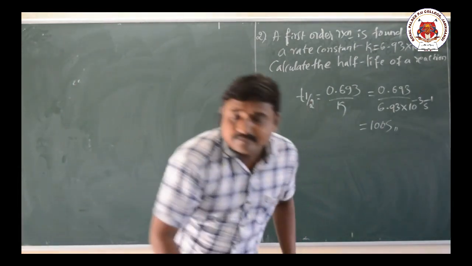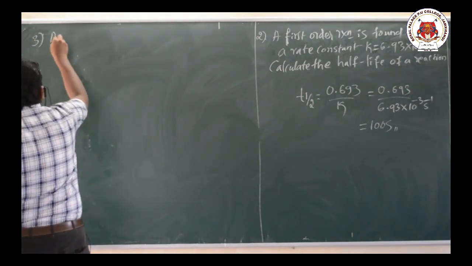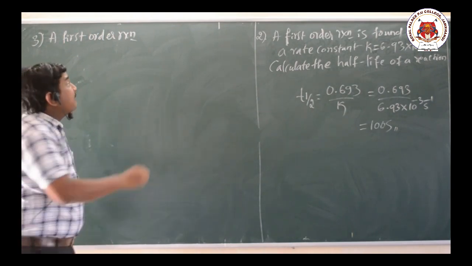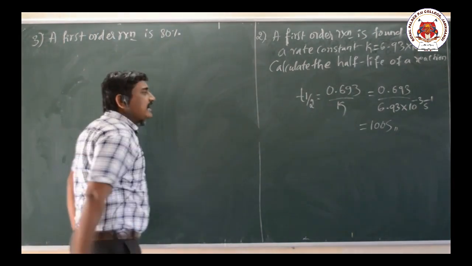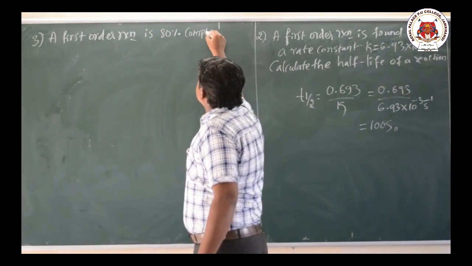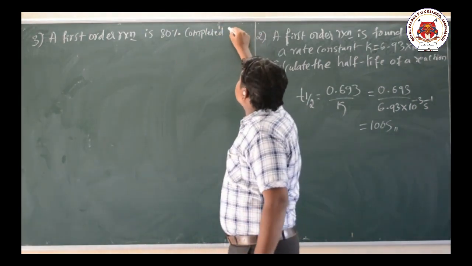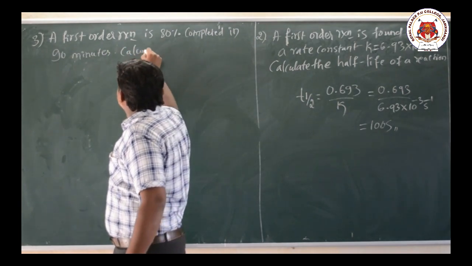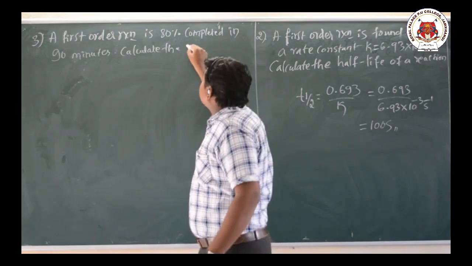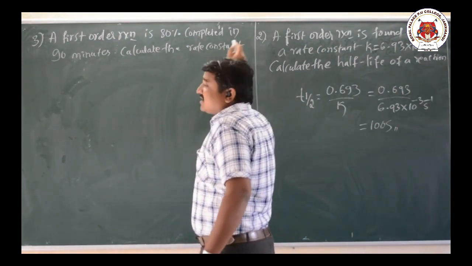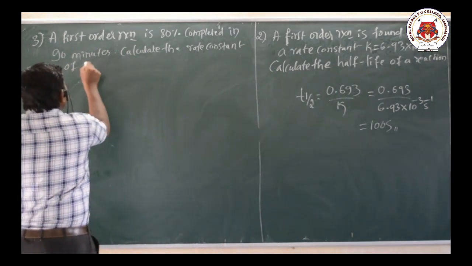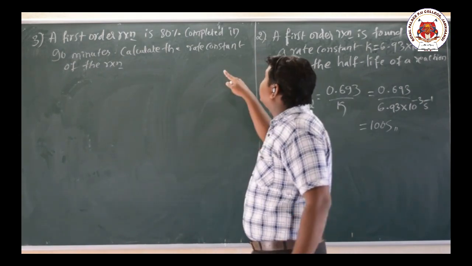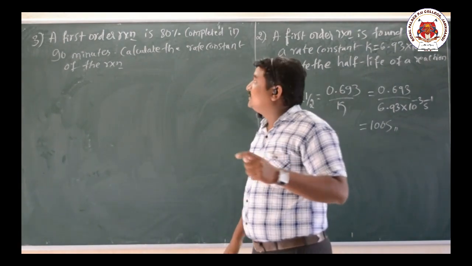Third problem: a first order reaction is 80% completed in 90 minutes. Calculate the rate constant of the reaction. So they have given that a first order reaction is 80% completed in 90 minutes, and they asked us to calculate the K value.